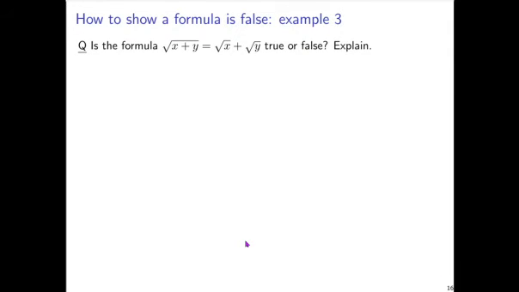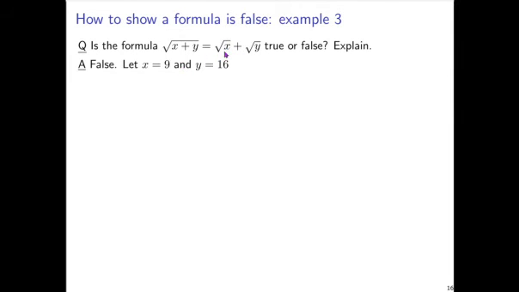Here's another example. Is the formula root x plus y equal to root x plus root y true or false? Explain. This one's also false. We'll pick some numbers. Here, it's helpful to notice the root x and pick a number that's a perfect square. If you picked x to be 10, okay, but then it's going to be hard to simplify root 10.